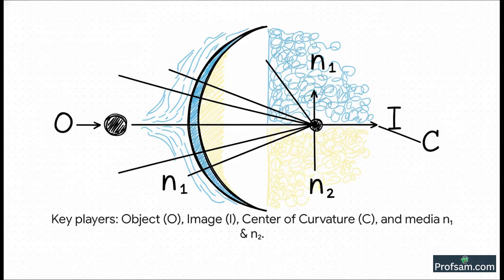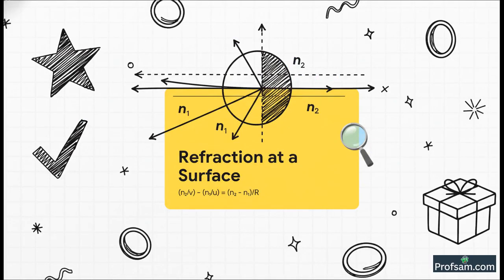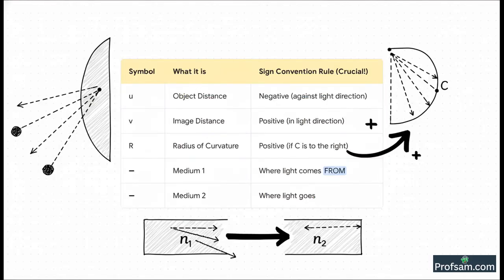Simple enough, right? And here it is, the formula for refraction at a single spherical surface. N2 by V minus N1 by U is equal to N2 minus N1, the whole thing divided by R. Write this down right now. Put a big box around it. This is a 5-star guaranteed exam formula, beta. Lekin, a formula is useless if we don't know how to use it, na?